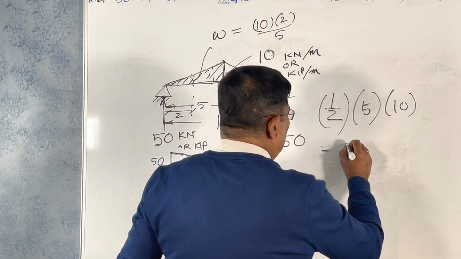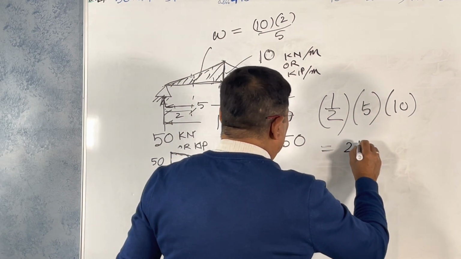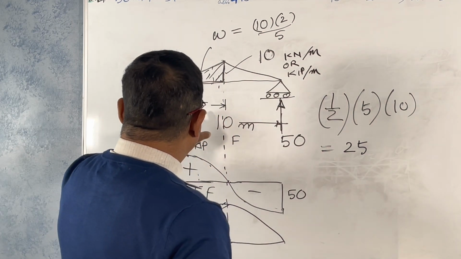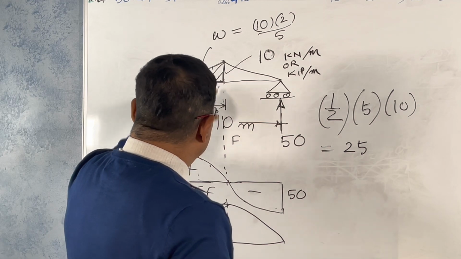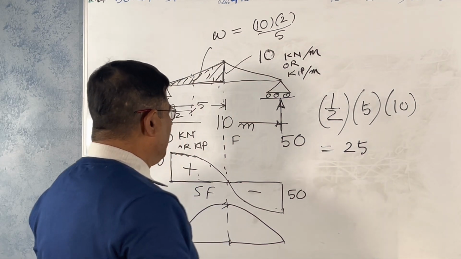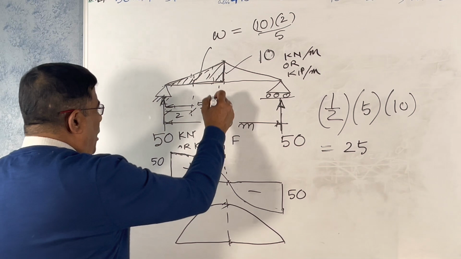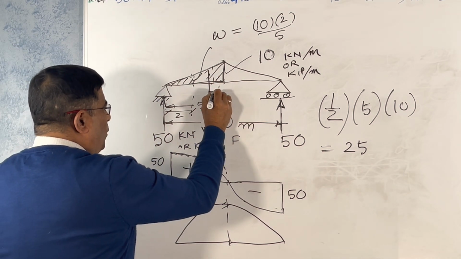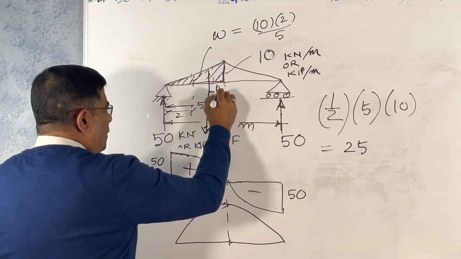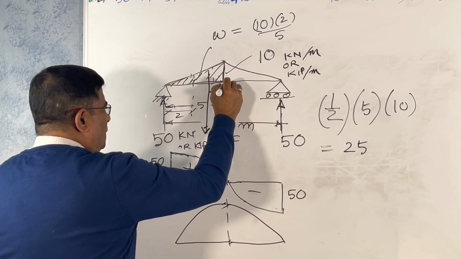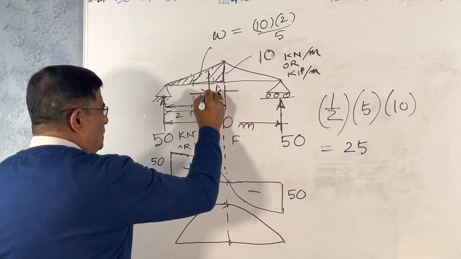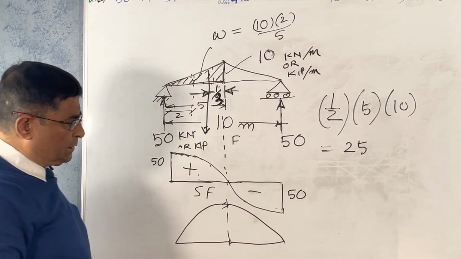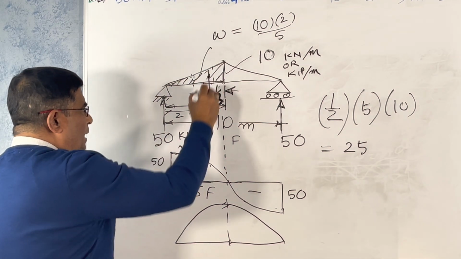This is 25, correct? Half base is 5 and altitude 10. So what is the moment, and where will the load be acting? It will be acting at this point, one third from this end. The triangle's CG lies at a third of the base.